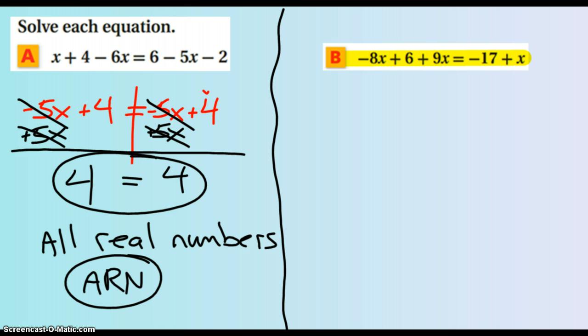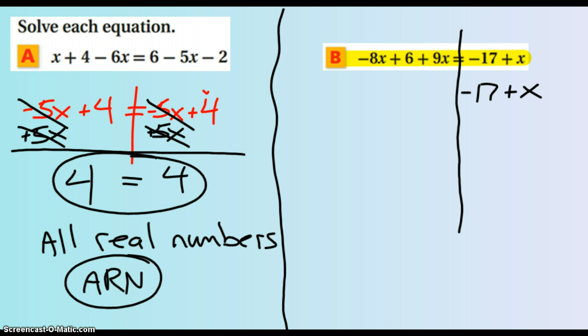So we've found out that having a variable on both sides can result in an all real number situation, or infinite solutions, which is pretty awesome. Alright, so let's take a look at this one. On the right side, I have nothing to simplify. Negative 17 plus x over there.